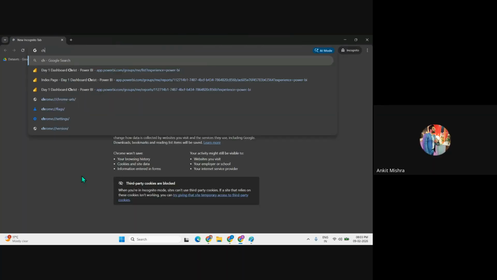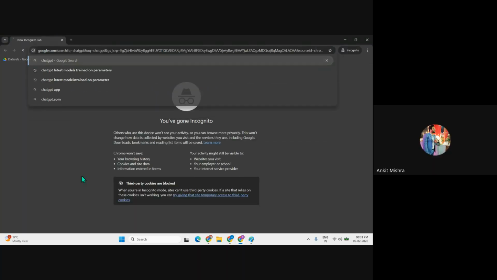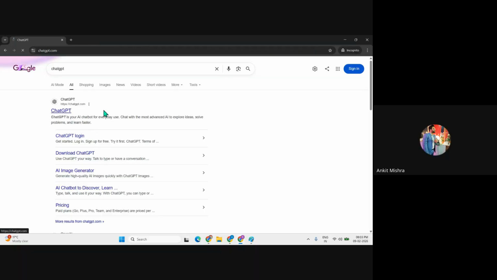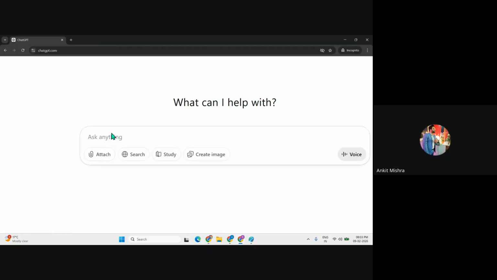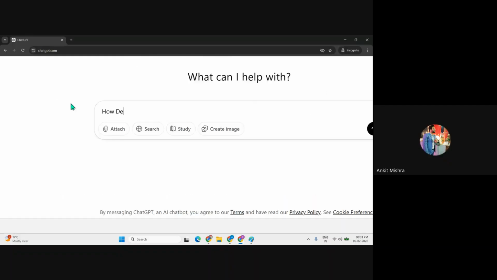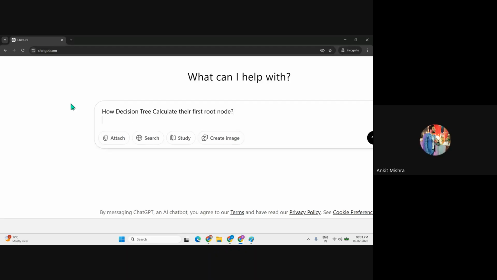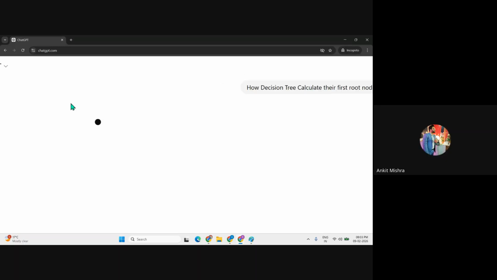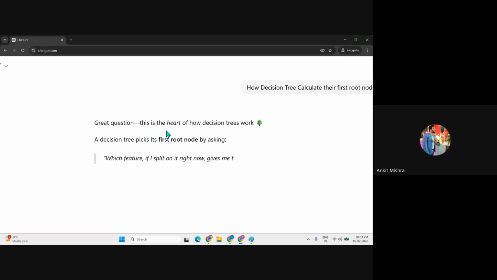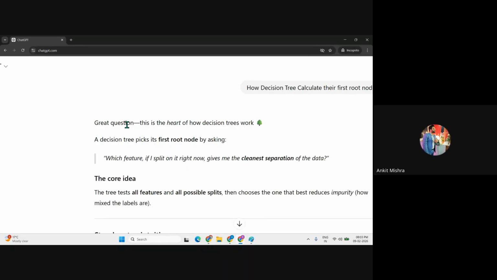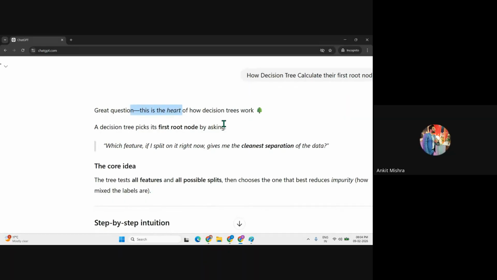Now let me go to ChatGPT and ask one question. How does a decision tree calculate its first root node? This is an interview question, right? And you will get the answer. This is a great question. This is the heart of how a decision tree works, right? You can check the kind of formatting used by ChatGPT.